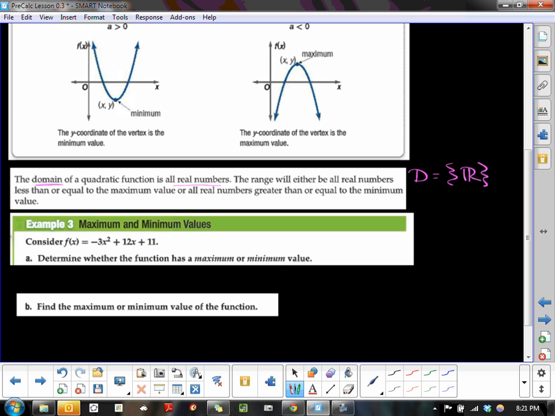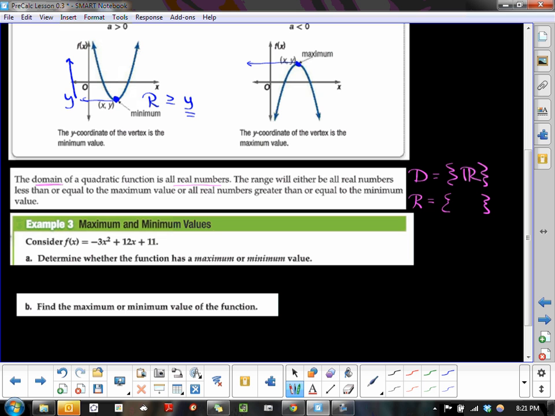Now the range, on the other hand, will have to be determined by whether it's a maximum or minimum. So we're going to be describing the range, and the range is going to be your potential outputs. Our potential outputs differ based on whether it's a max or minimum. For instance, if we have a minimum point, then we know the lowest y value. So every single y value from there must be greater than or equal to it. So in essence, our range is going to have to be greater than or equal to whatever that value of y is.